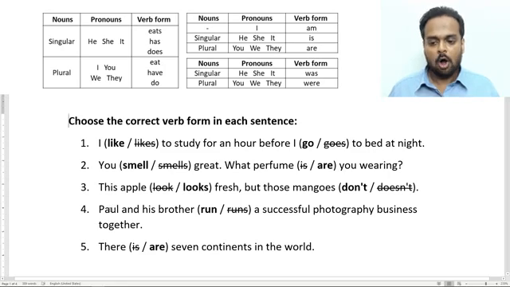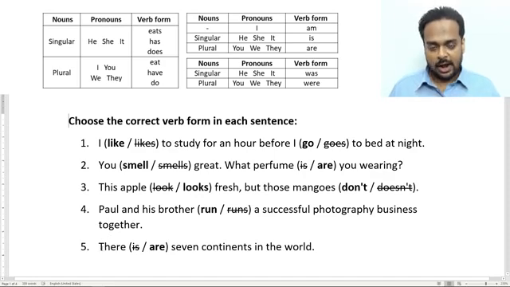Number 4, Paul and his brother run a successful photography business together. Remember that Paul and his brother is a compound subject. Paul and his brother are 2 people. So we use a plural verb form, run, without adding s to the end.